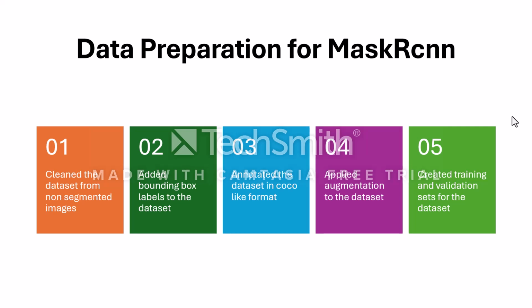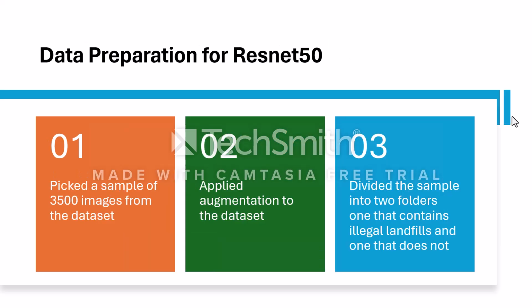Then we applied augmentation to the data set, including image flipping and image cropping. And finally, we created the two sets of the data set, the training set, which is 80% of our data set, and the validation set, which is about 20% of our data set.